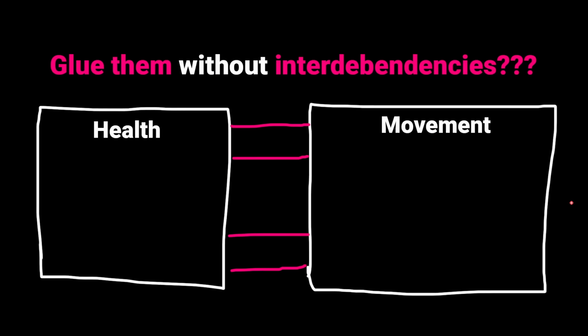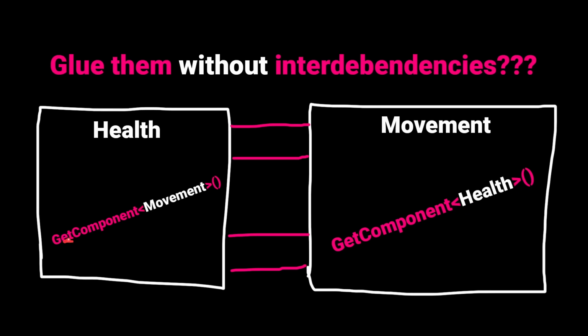What is this glue though? Do I mean, for example, if you have a health system and a movement system, the movement system just gets the health component and the health component just gets the movement component, so they both have references to each other and now they're glued together, right? No. This is not what I mean. This is the bad way to do it, because now they're no longer independent. Now you've tied them together. They can't be separated from one another.